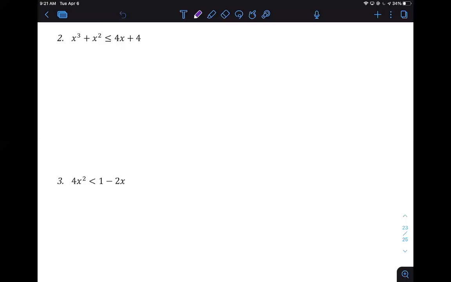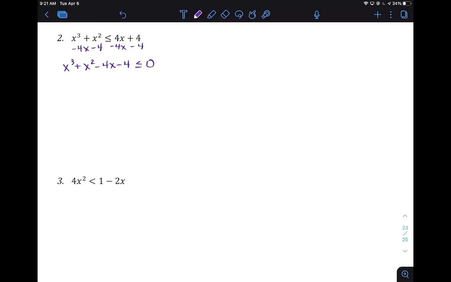Our first step is always going to be getting this set equal to 0. So subtract the 4x, subtract the 4. So we have x cubed plus x squared minus 4x minus 4 is less than or equal to 0.